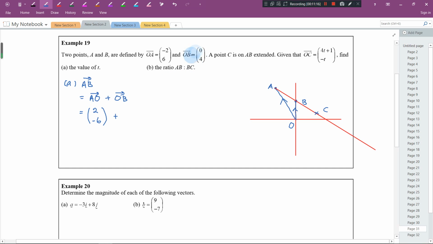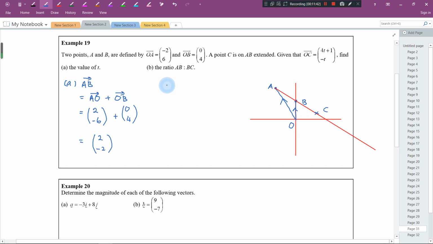OB, okay, just copy 0 and 4. Now 2 plus 0, you get 2. Negative 6 plus 4, you get negative 2. Okay, so this is 2, negative 2. It means that 2 units go to right and 2 units go down. 2 units go to right, 2 units go down.